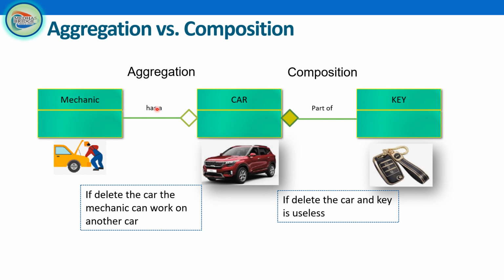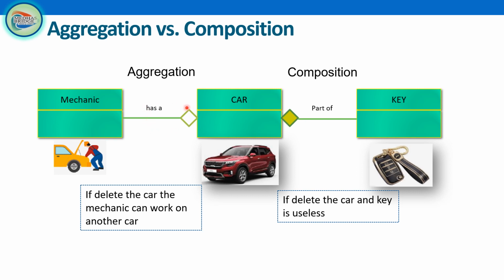Look at this example. We have entities called mechanic, car, and key. The association between car and mechanic is an aggregation, a has-a relationship. How? Car has a mechanic. Both objects, parent and child, can exist independently. If you delete a car object, then a mechanic can work on another car. It's a weak relationship.